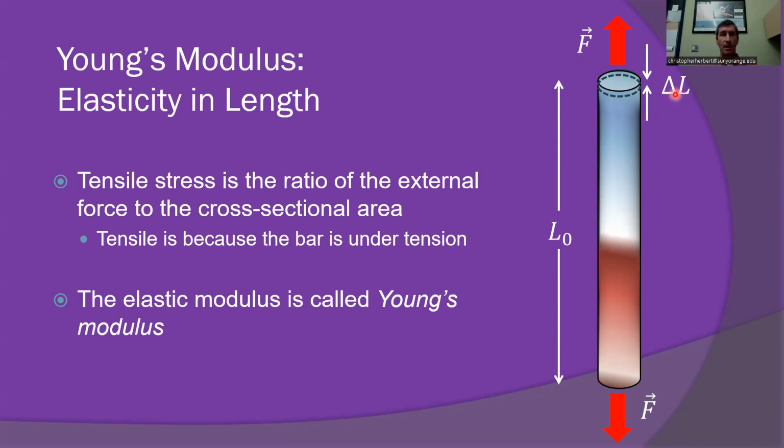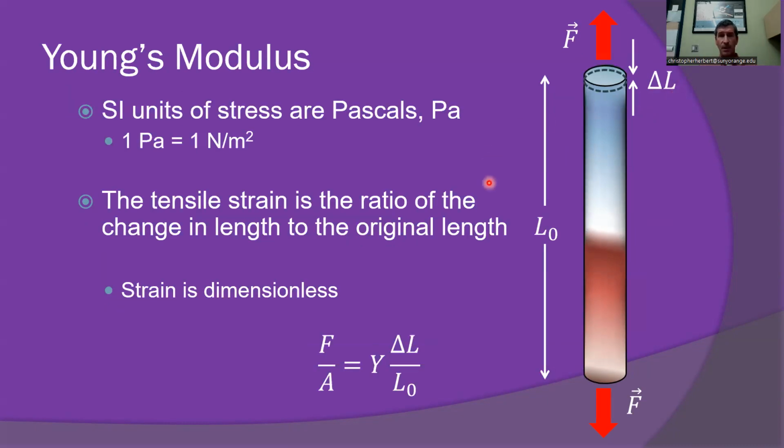So again, the elastic modulus here is called Young's modulus. And again, it relates the force per unit area. And again, this force per unit area is newtons per meter squared. How many pascals we are stretching this material by, the overall force divided by the cross-sectional area, how many square meters of material I have across here. And this is equal to the Young's modulus times the change in length divided by the original length.